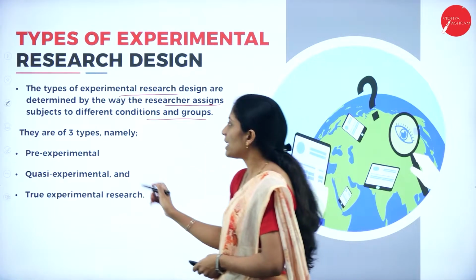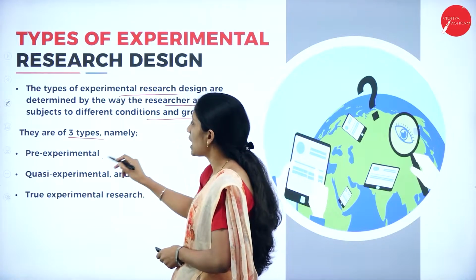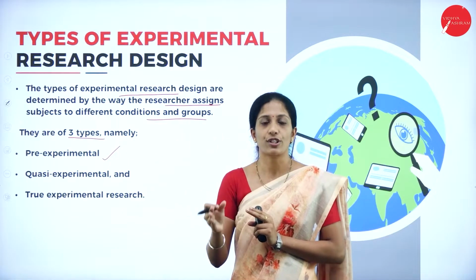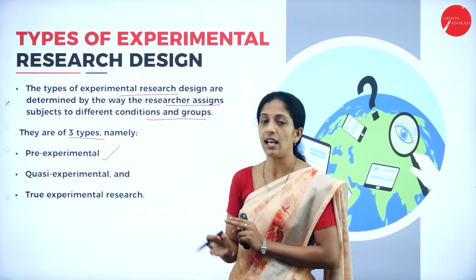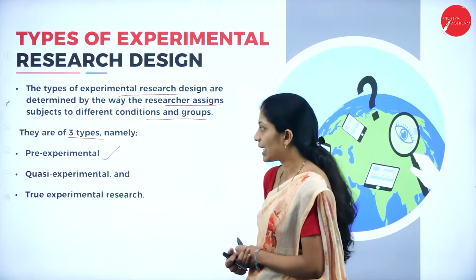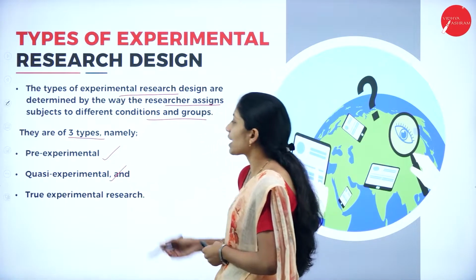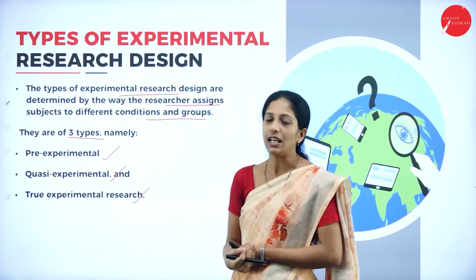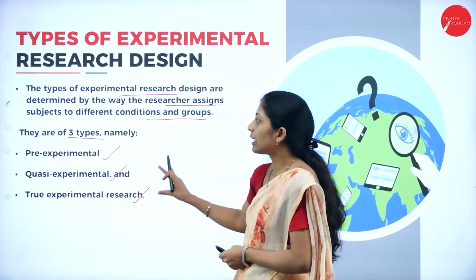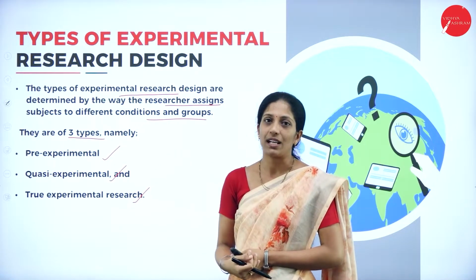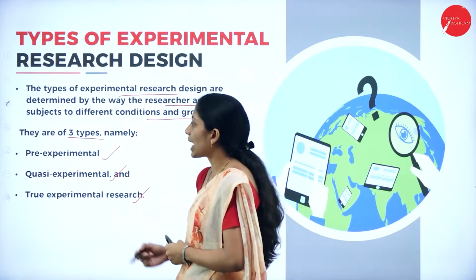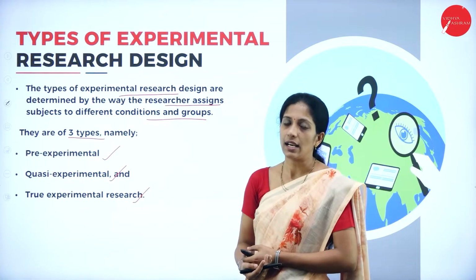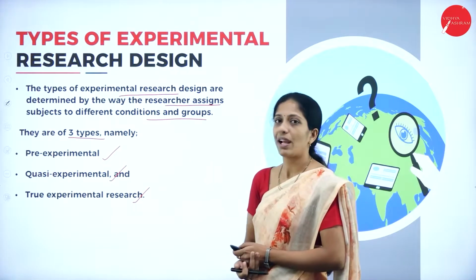Here there are mainly 3 types. The first one is pre-experimental, that is, before the experiment. We shall discuss in detail what this pre-experimental is. Next one is quasi-experimental, and the last one is true experimental research. These are the 3 important types of experimental research. Now we shall see them one by one.